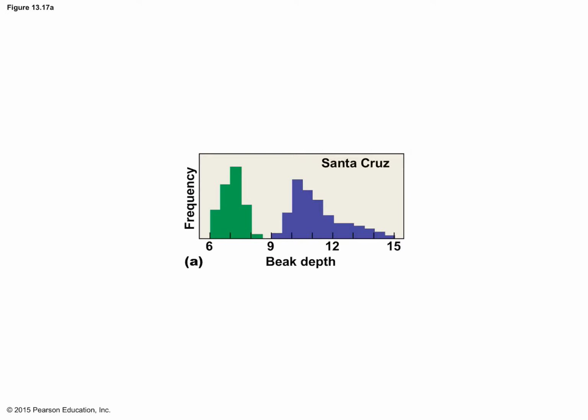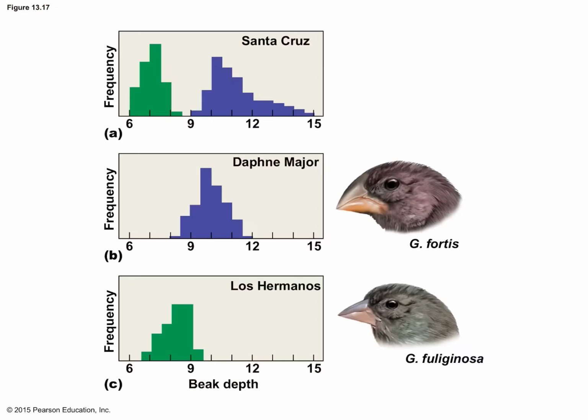So maybe this is an example of past competition resulting in modern resource partitioning between these two species on the same island. Now, these two species also live separately on two islands. On Daphne Major, you find Geospiza fortis, and on the island of Los Hermanos, you find Geospiza fuliginosa. So these two species do live in isolation on two separate islands, and in those populations, the distribution of beak sizes in the two species actually does overlap. That's exactly what you see here. So this is the non-overlapping situation we saw when they lived together on the same island.